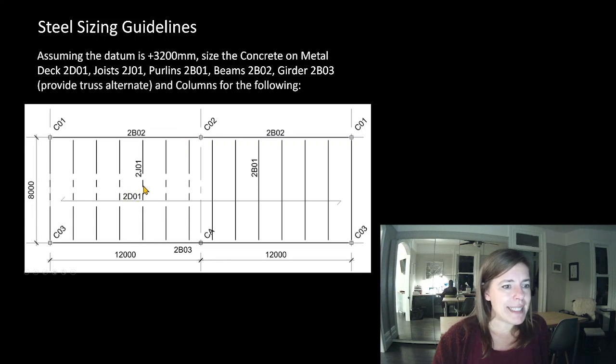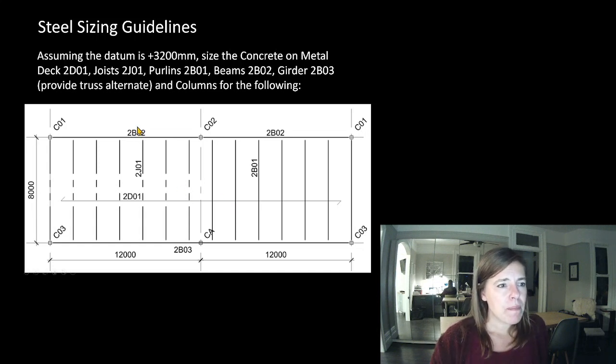We've got deck. Ooh, look at this. 2BO3 goes from here all the way over to here. There's not a column below it. CA. Do you guys remember when we looked at nomenclature very early? We said CA means column above. That means this is a very big transfer. What did I say about beams that had a big transfer on it? We probably wouldn't call them beams. We'd probably call them a girder.